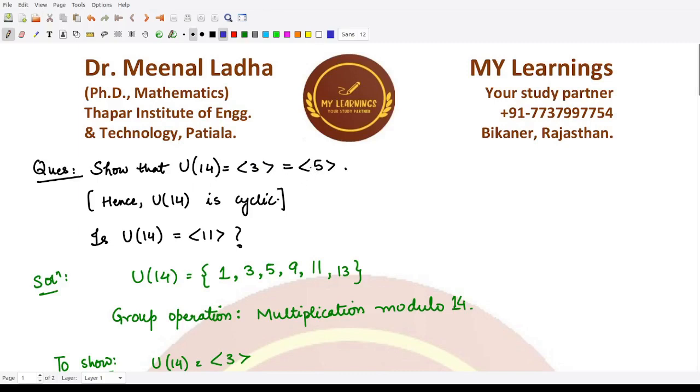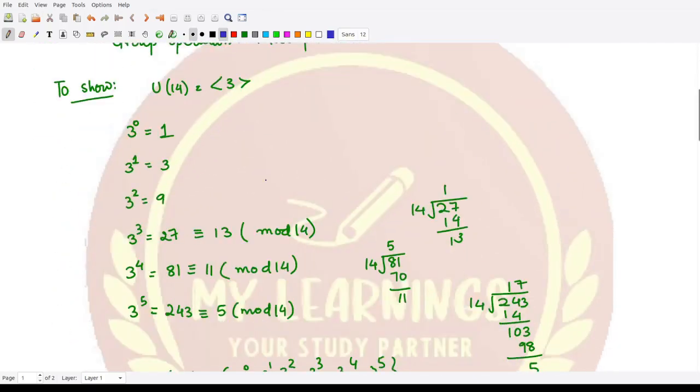We have to show this thing and we have to check whether it is also generated by the element 11 or not, right? So let's move step by step. And one more thing, if it is generated by the number 3 or by the number 5, in both cases the group would be cyclic, because that is the definition of a cyclic group, if you remember, correct? So first of all, we will show that U14 is constructed from 3, right?